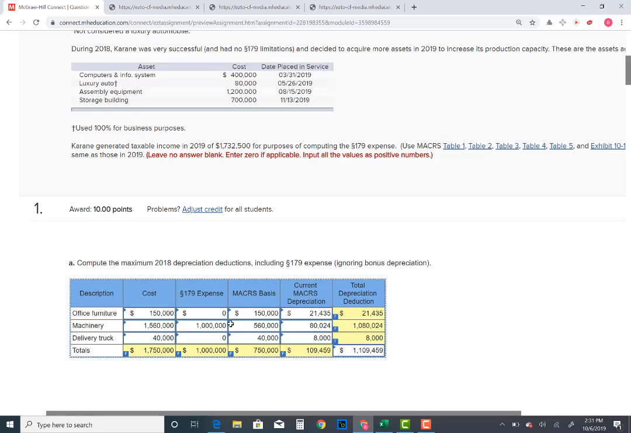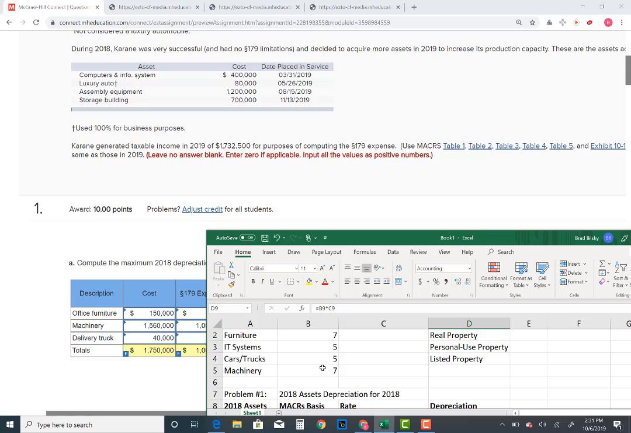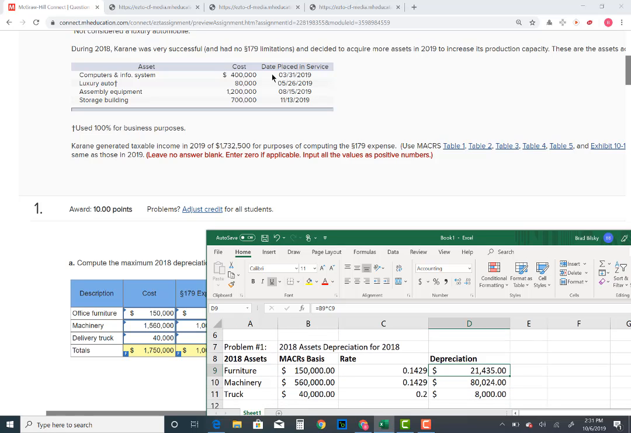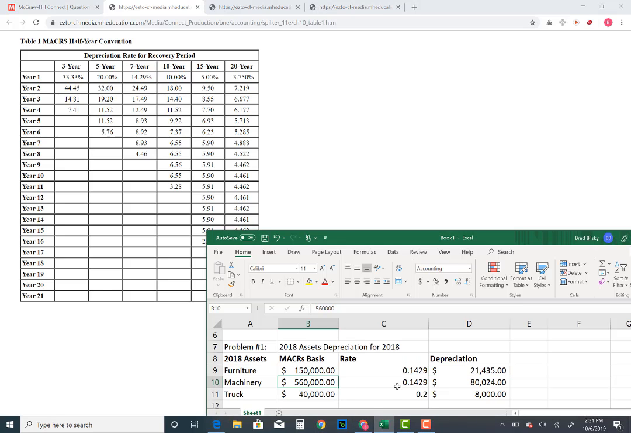Same idea for the machinery. Remember, we took the $1 million 179 designation, so there's a $560,000 basis. That's the base from which we're going to depreciate for the entire useful life of this asset. So if we come down, same idea here. Notice machinery. We said it also is a 7-year asset. If we go back to our chart, year one, same deal as before, 7 years. So this is basically the same percentage we used for the first asset, 14.29%. What I'm doing is multiplying that 560 times the depreciation percentage. We get 80,000 and change in depreciation for that year.